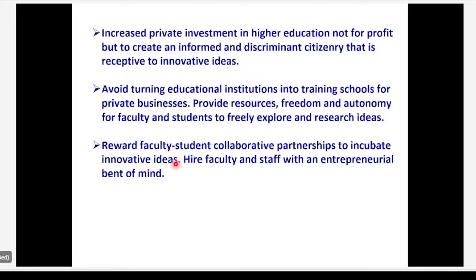And reward faculty-student collaborative partnerships to incubate new ideas and hire faculty and staff that have an entrepreneurial bent of mind, who want to do something that can launch a business or something else. And I'm not sure about NIT, but I'm sure you also have incubator programs here and in other places, and people who are online, I'm sure their institutes might also have incubators where faculty and student research is incubated to a prototype level that can eventually launch an actual company or something. So entrepreneurial mindset is really critical.